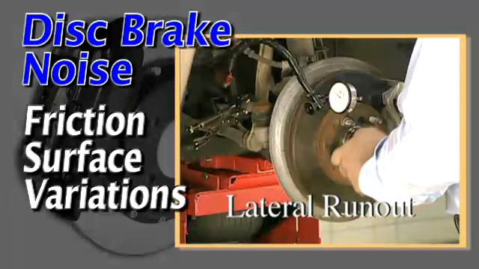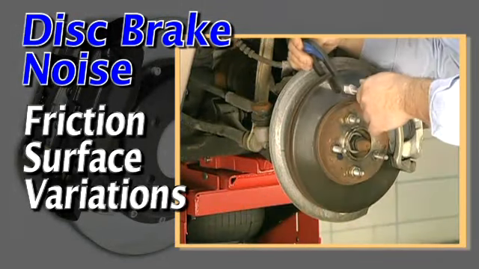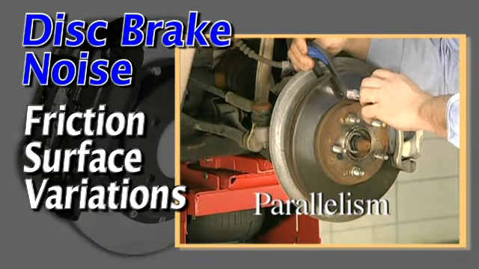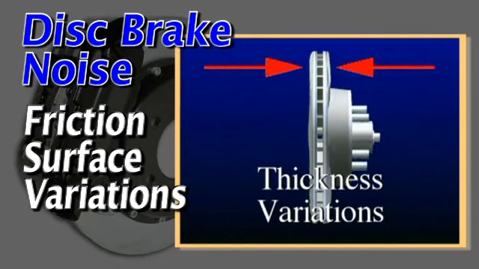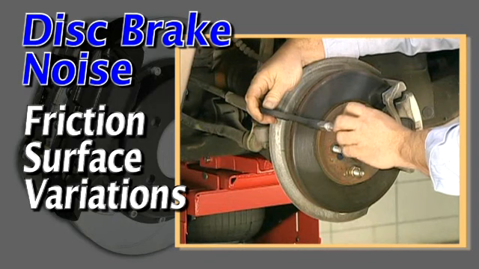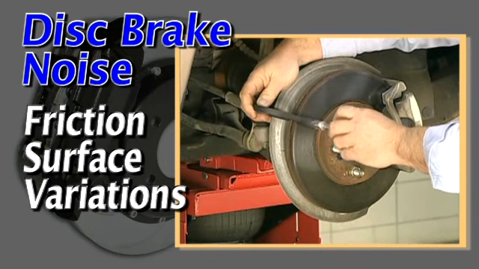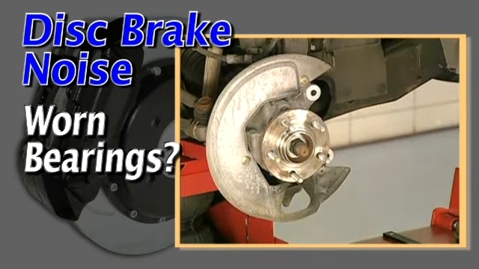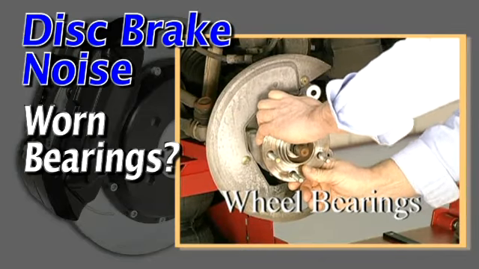Measure lateral runout at the rotor. Then measure parallelism. This can reveal unwanted variations in rotor thickness. Compare the measurements to specifications. Complete the inspection by checking for loose wheel bearings.